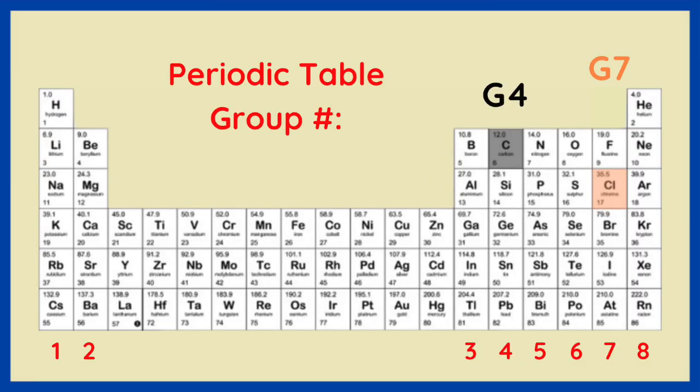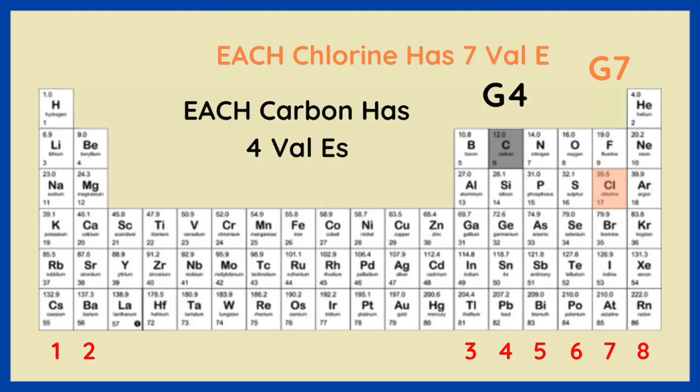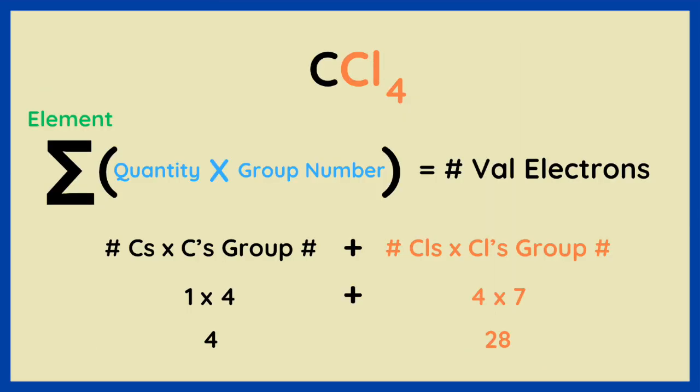Well, that's where the periodic table comes in. Carbon's in group 4 and chlorine is in group 7. And that's because group number is synonymous with valence electron number. That means each individual carbon has 4 valence electrons and each chlorine atom has 7. Therefore, if one carbon has 4 valence electrons and this molecule has 1 carbon, this element contributes 1 times 4 valence electrons to this molecule. Chlorine, however, contributes 28 valence electrons because there are 7 valence electrons for each chlorine and there's 4 of them. Add it together and we get 32 valence electrons for the CCl4 molecule.